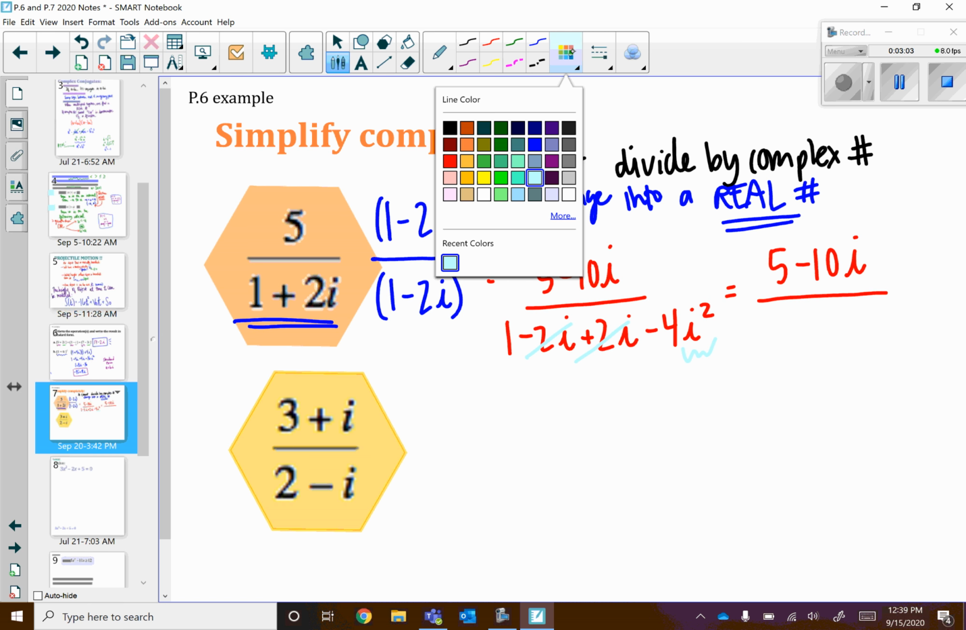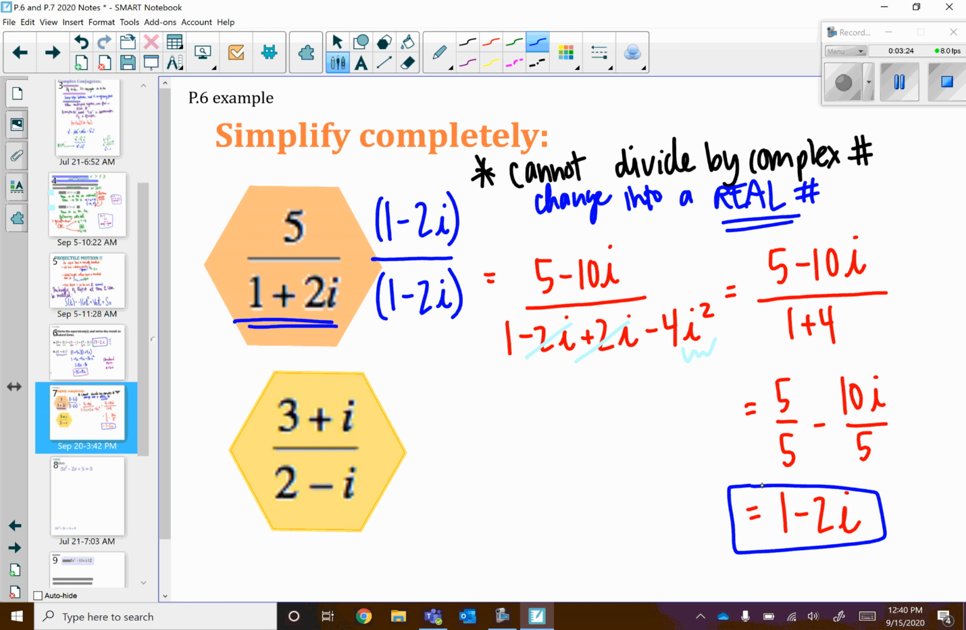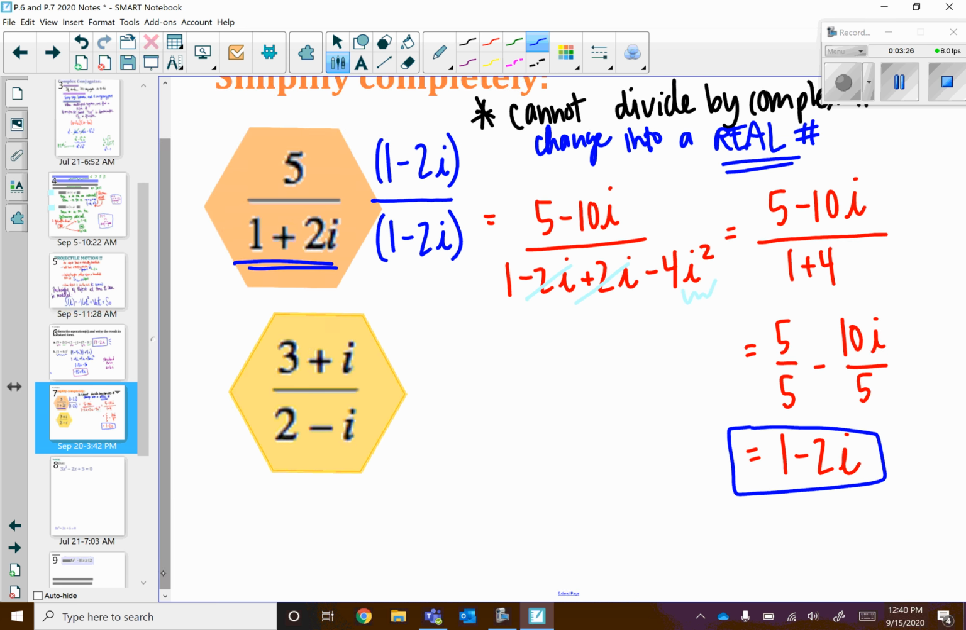I squared is really negative 1. So technically I have 1 plus 4, or 5. So I have 5 over 5 minus 10i over 5. But of course, we wouldn't write it like that. We would really write 1 minus 2i. So that's our first one. Lovely. Let's look at this second one.